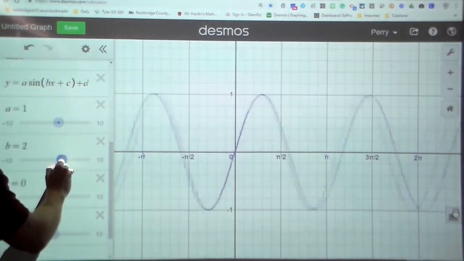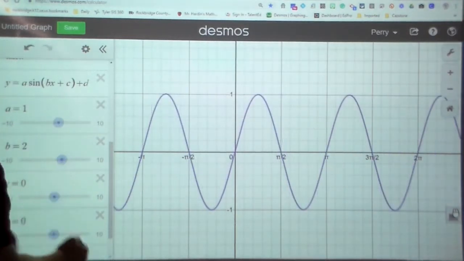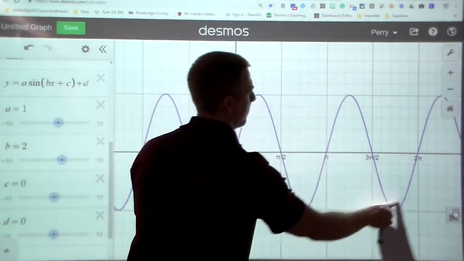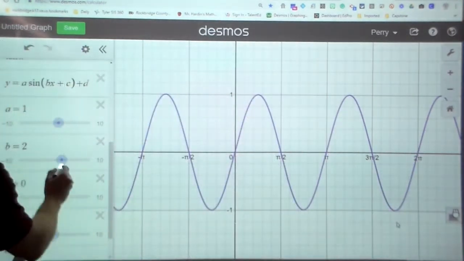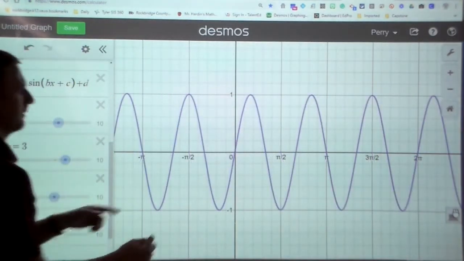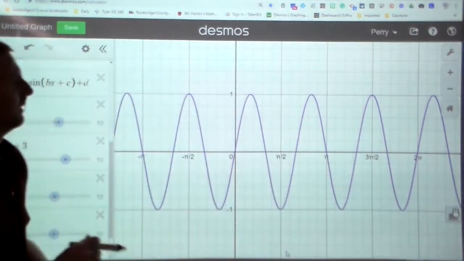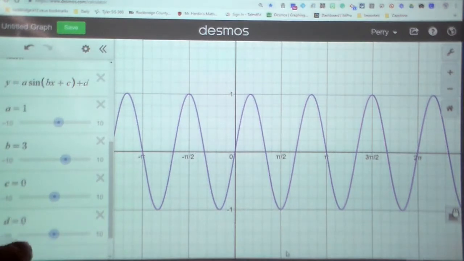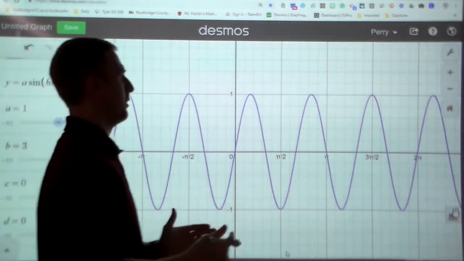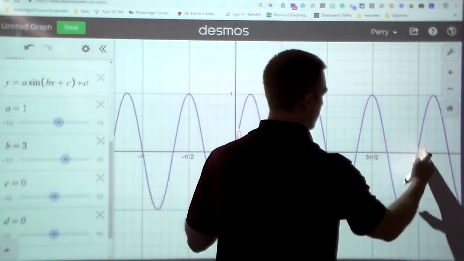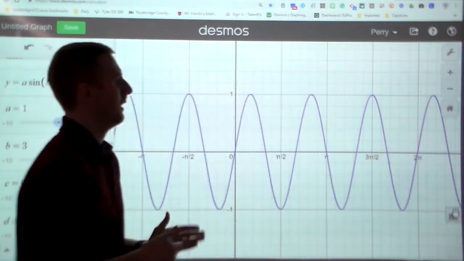If I go to 2, we should see 2 full waves in that span. So 1, 2. If I go to 3, we should see 3 waves in that span. So 1, 2, 3, and so on. So you get the idea. But that's what's called frequency. So b is frequency. It's the number of waves you have in the normal 0 to 2π span.